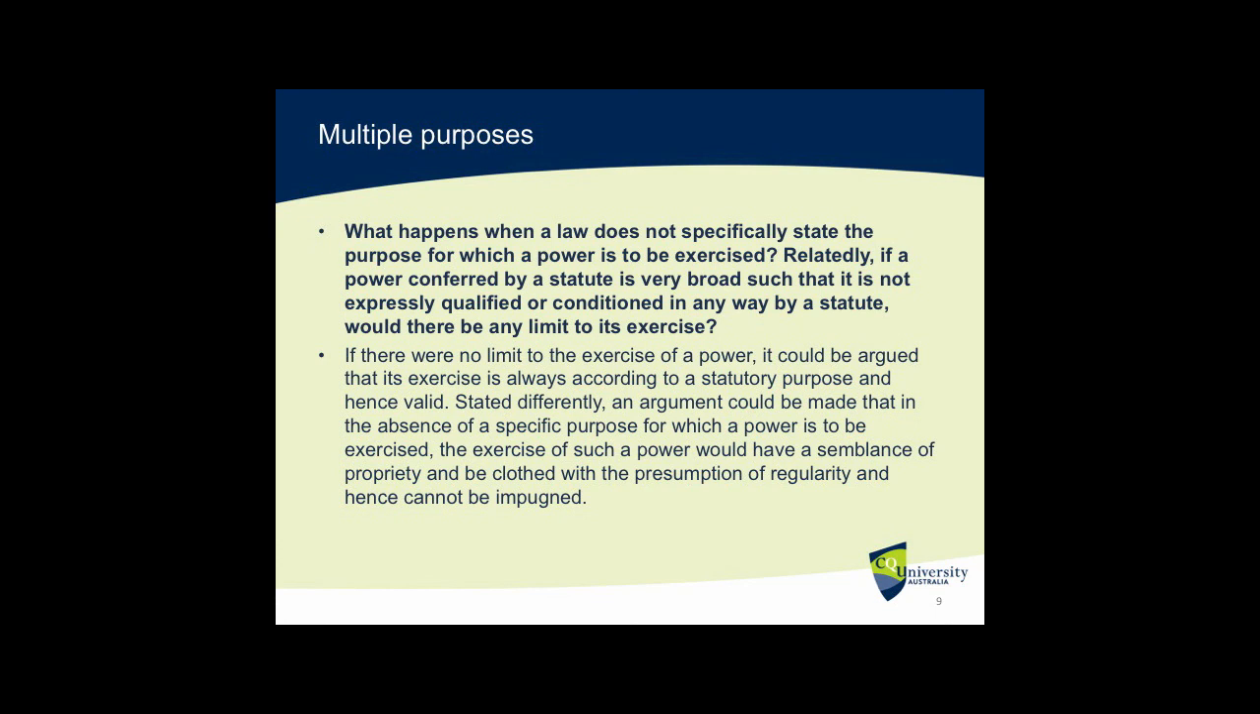Or the decision maker may even say that the statute actually authorizes the decision maker to determine what the purpose of the statute should be. So stated differently, an argument could be made that when a statute fails to make its purpose specific, the purpose for which a power is to be exercised, then the exercise of such a power would have a semblance of propriety. And it would then be clothed with a presumption of regularity, and hence it cannot be impugned. Therefore, it would have been asserted that the exercise of that power would have been legal.